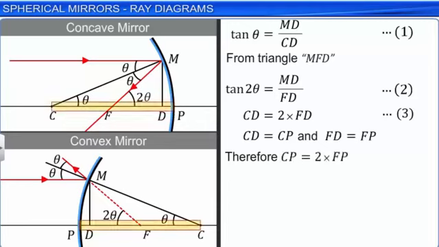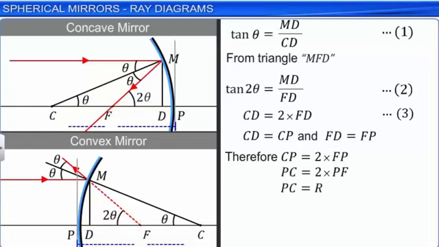But PC is the radius of curvature R and PF is the focal length f. Therefore, R is equal to 2f. Now let us study the images formed by spherical mirrors.